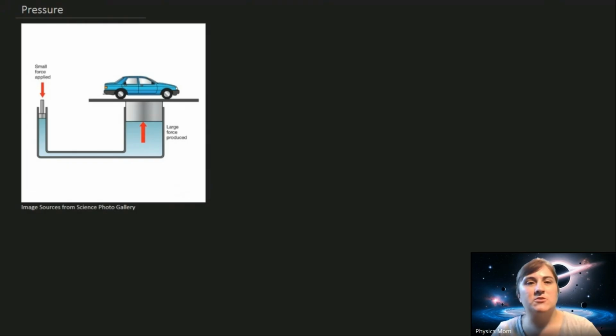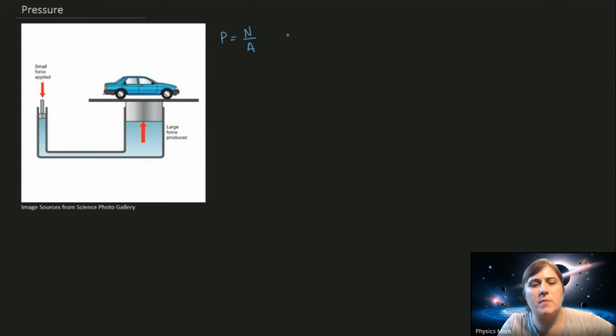But essentially, a hydraulic lift uses the concept of pressure. Pressure is defined as the force over a squared area. So this is an area. We can use an incompressible fluid like water, for example. I can't compress water, and by changing the surface area, I can increase or decrease the force required. The pressure remains constant.